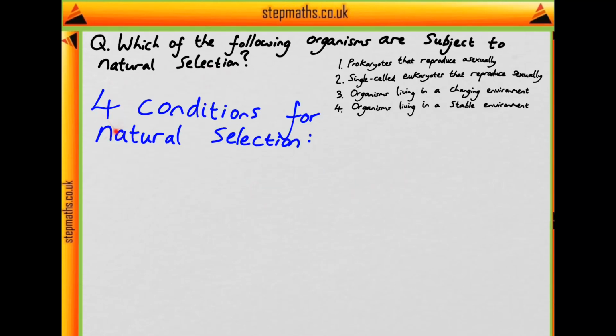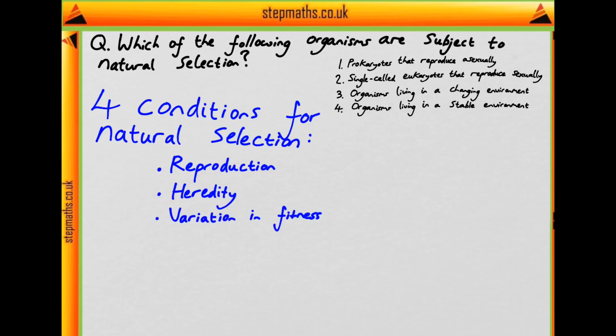So there are 4 conditions which must be satisfied for natural selection to operate. Can you think of what some of these might be? Well, firstly, reproduction needs to occur, and this can be through asexual reproduction or sexual reproduction. Next, heredity. This means that the organisms have to have some genetic material, so DNA or RNA, to allow the genetic change to be passed on.